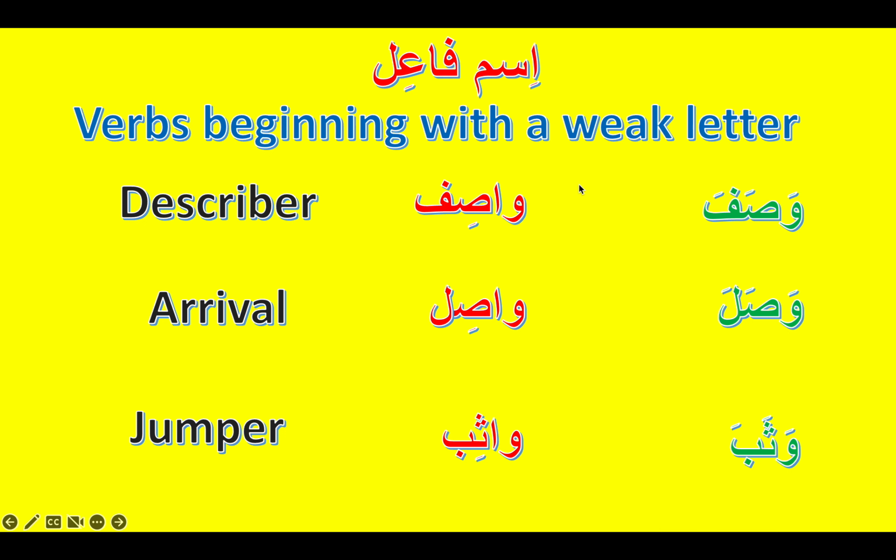So let's start with verbs beginning with a weak letter. How to form the ism fa'il. Now, you'll be glad to know that it's the same way as forming the ism fa'il of any other verb in Form 1. For example, كتب، كاتب, that's the writer. It's the same thing. وصف, to describe, واصف, the describer. So it's the same pattern as for other verbs in Form 1. وصل, to arrive, واصل, the arrival or the arriver. وثب, to jump, واثب, the jumper.